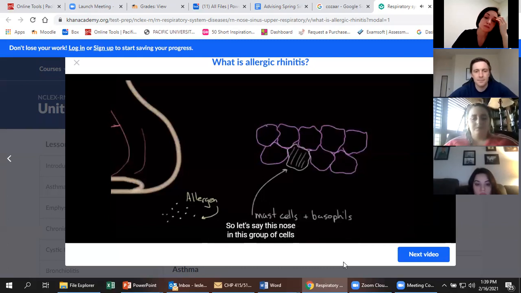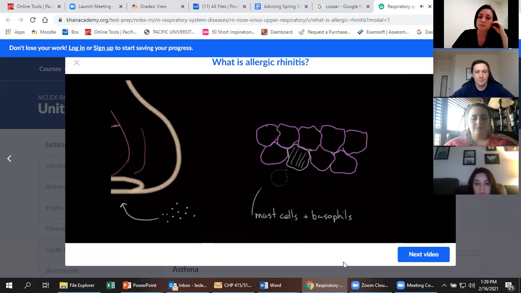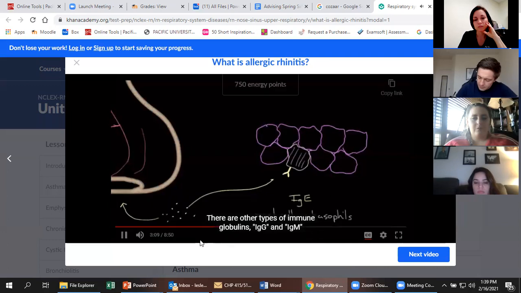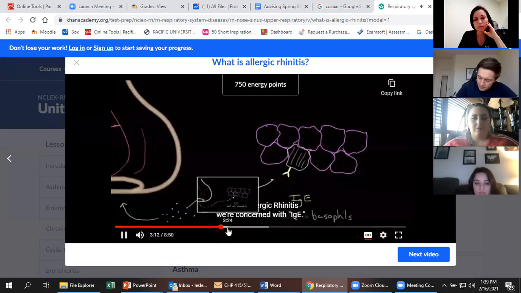So let's say this nose and this group of cells are out there in the environment doing their thing, breathing, and suck up something that's going to act as an allergen. So that allergen goes into the nose. We'll erase a little bit here. And that allergen is going to come into contact with this mast cell over here. Being a mast cell or a basophil, on its surface it has a particular protein that's shaped a little bit like a Y, and that protein is called an immune globulin, which is shortened to Ig. And this particular type of immune globulin is called IgE. There are other types of immune globulins, IgG and IgM, but for allergic rhinitis, we're concerned with IgE.